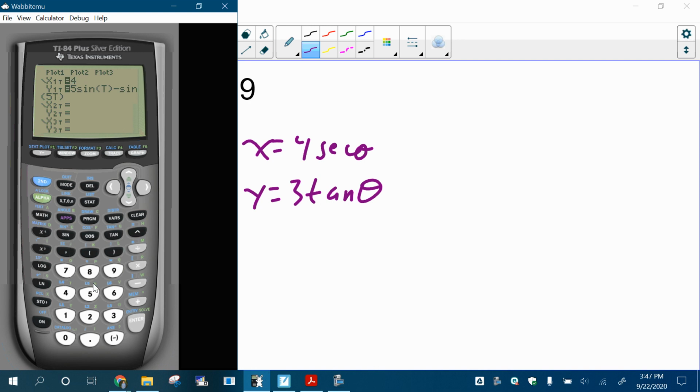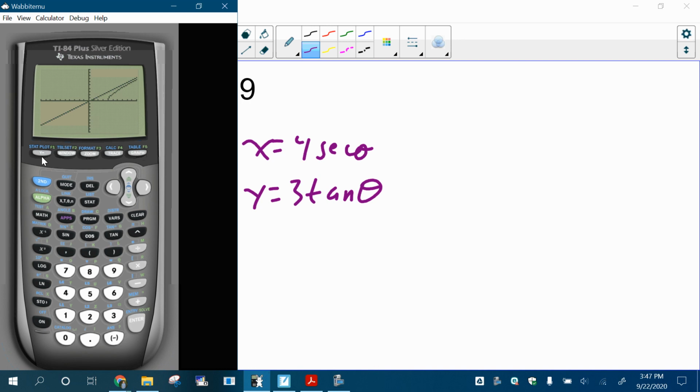For secant of theta, how do you type a secant in the calculator? You do 1 divided by cosine. Cool. Okay, I'm using t's instead of thetas because that's what they're asking me, but it doesn't really matter at all. 3 tan of theta, toss it in there. That's what the graph looks like.